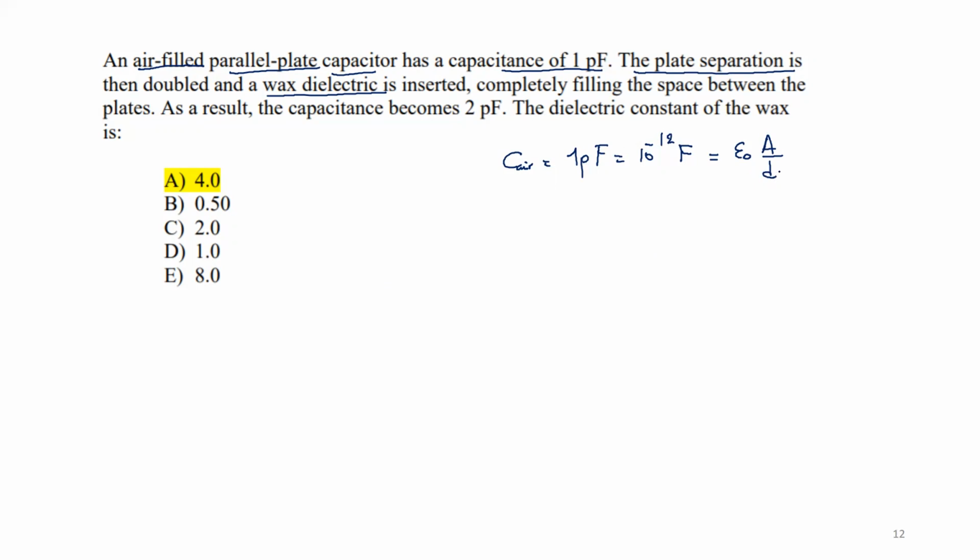Of course, the A is constant. So the plate separation is doubled, and then wax dielectric is inserted. Dielectric is an insulating material, right? So if you put a dielectric, you increase the capacitance. If I put the dielectric, the capacitance will be just kappa multiplied by capacitance Ca. But here I did not just do that.